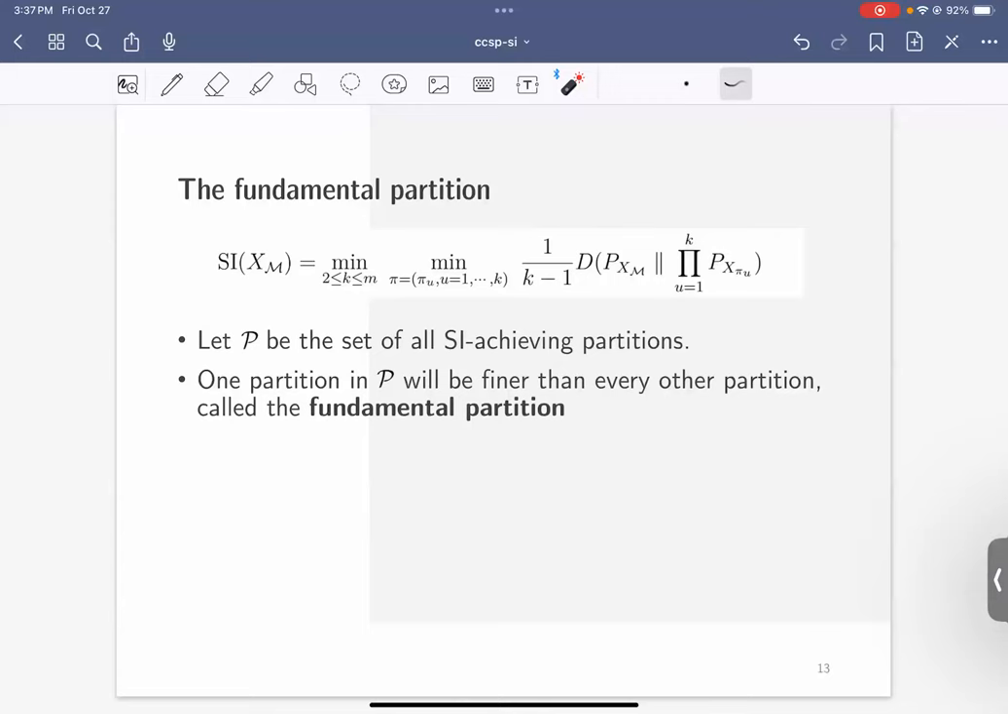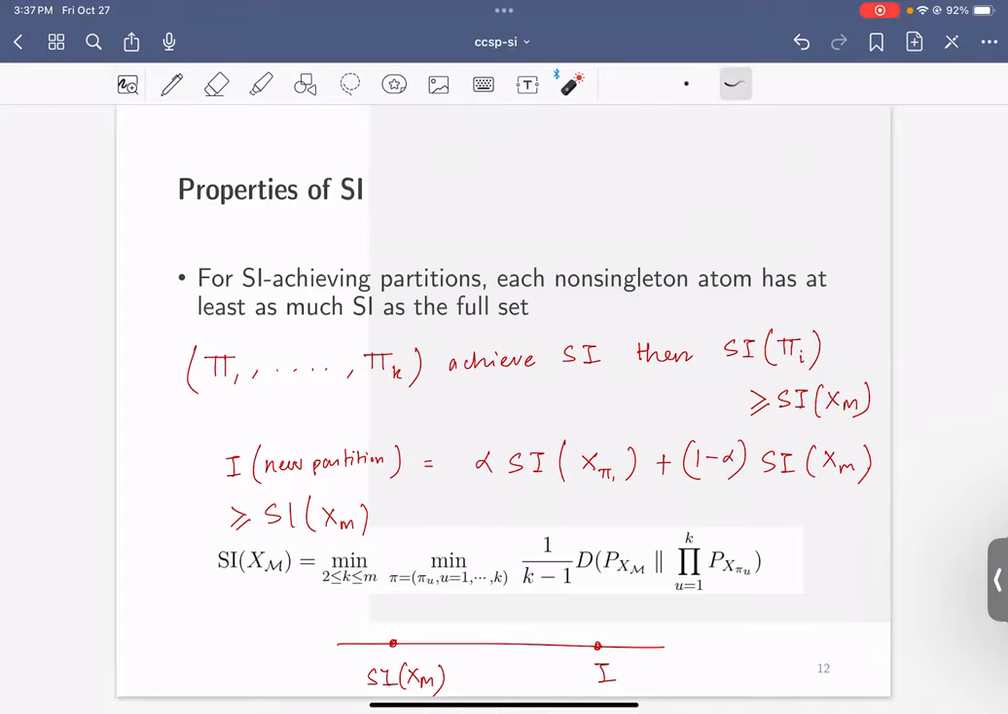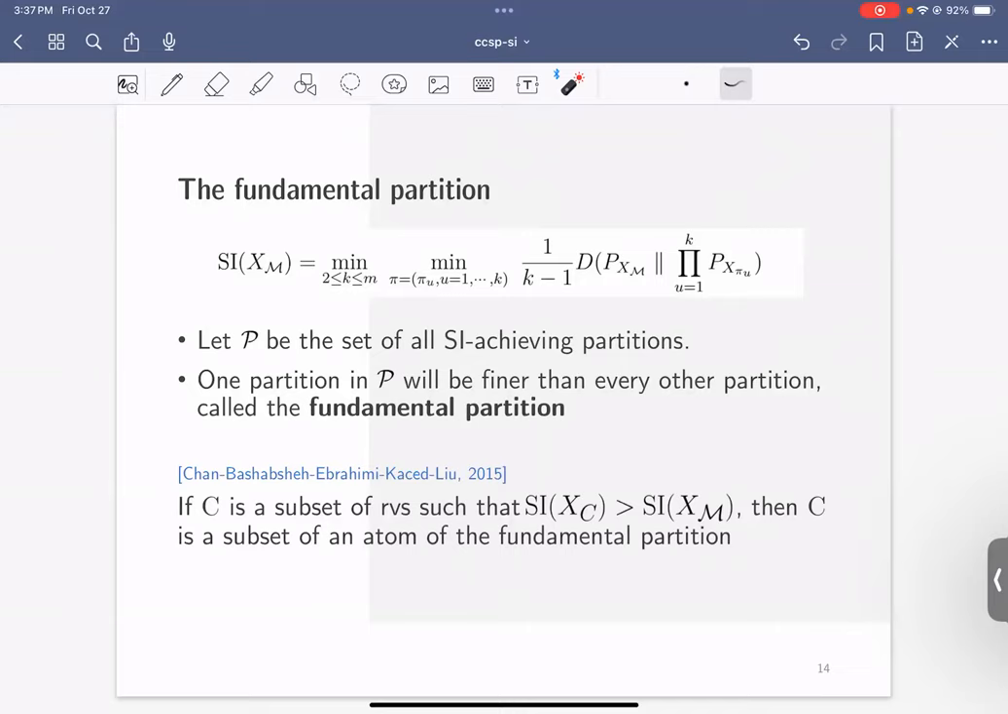And this result that I showed you here, which is that the SI of the atom is always greater than or equal to SI of XM, turns up in the fundamental partition as a characterization of it, which is that if you have some subset such that their shared information is bigger than or equal to the shared information of the whole thing, then this set will be a subset of an atom of the fundamental partition. So it's a characterization of this object here.